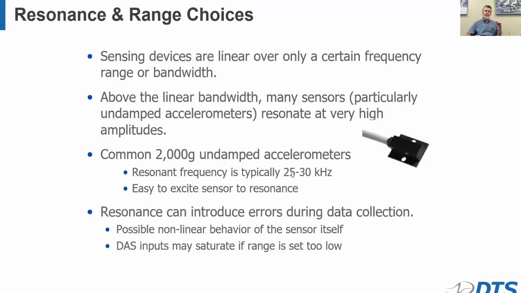So let's talk a little bit about resonance and range choices. Many sensors, especially undamped accelerometers, have resonant frequencies at very high amplitudes, at very high frequencies. I have an example of this in a minute, but this resonance can induce all kinds of errors, including overdriving the front end amplifier or simply becoming nonlinear.